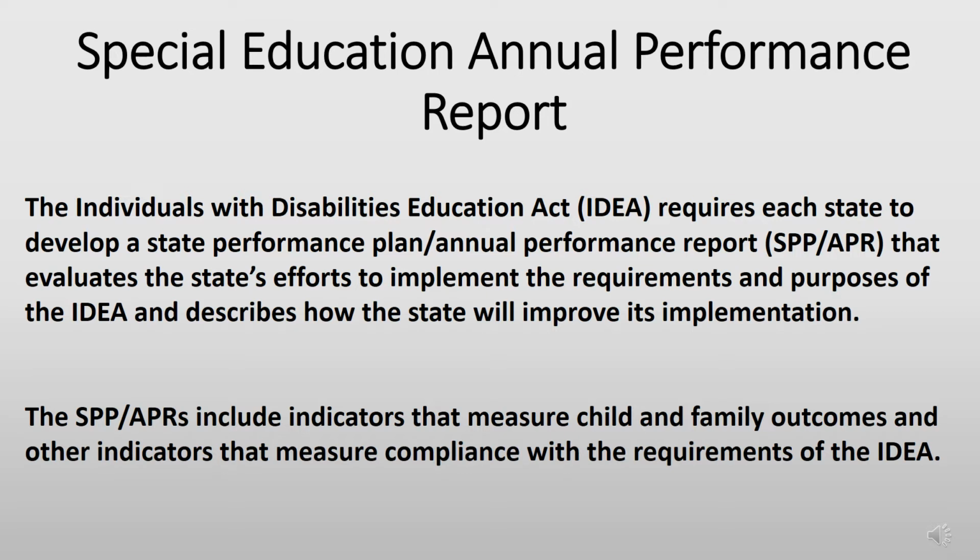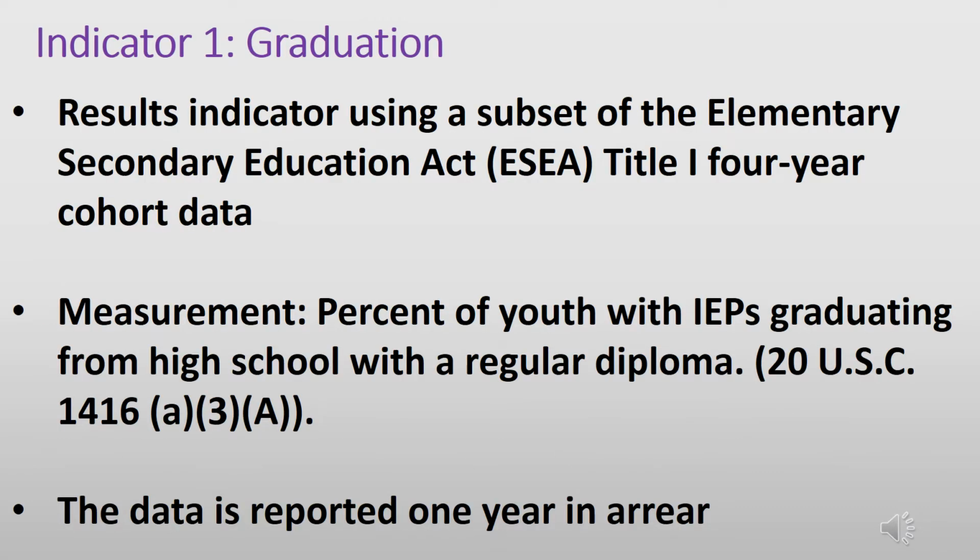The Individuals with Disabilities Education Act, also known as IDEA, requires each state to develop a state performance plan and annual performance report, which are abbreviated as the SPP APR, that evaluates the state's efforts to implement the requirements and purposes of the IDEA and describes how the state will improve its implementation. The SPP APRs include indicators that measure child and family outcomes and other indicators that measure compliance with the requirements of the IDEA.